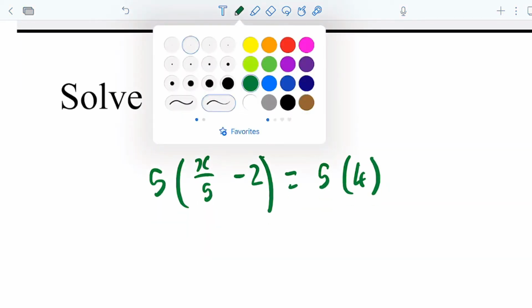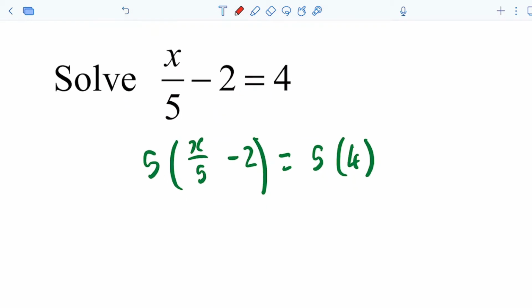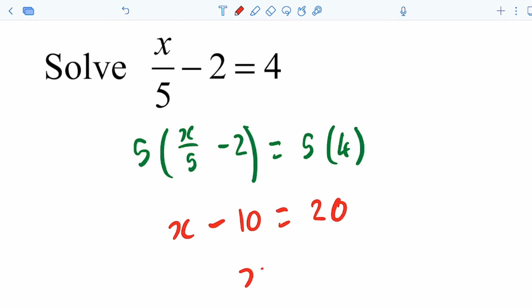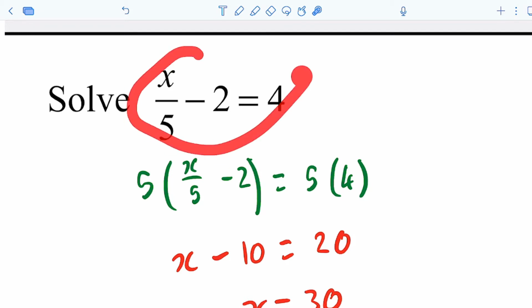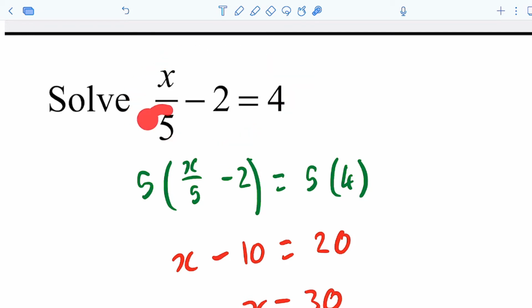So then we just need to expand the brackets. So 5 multiplied by x over 5 just leaves us with x. Then we've got take away 2 times 5, which is take away 10, and that is equal to 20. And therefore, plus 10 to both sides, we get x is now equal to 30. Okay, so any question where you've got a division, the easiest way to get rid of that division is to multiply everything in the question by, in this case, the number 5.